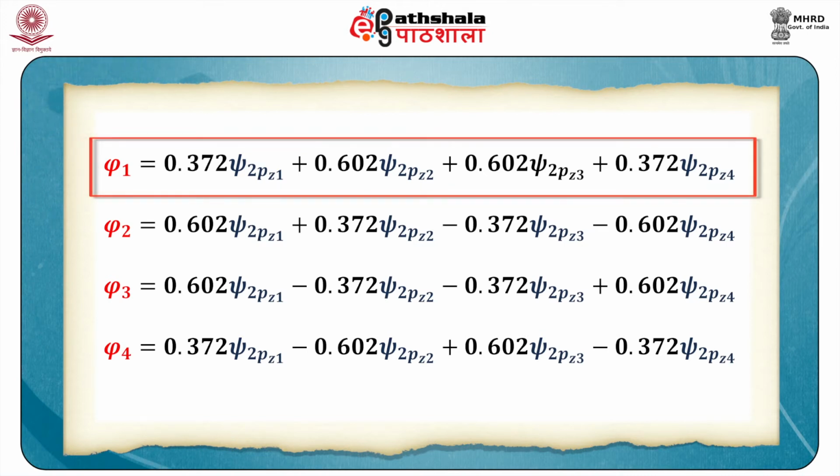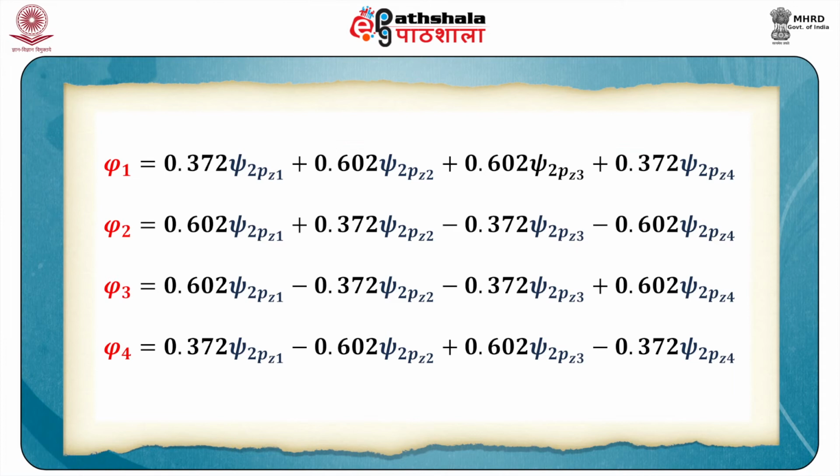Phi1 will be equal to 0.372 psi 2pz1 plus 0.602 psi 2pz2 plus 0.602 psi 2pz3 plus 0.372 psi 2pz4. So this represents the wave function of the molecular orbital, which is the bonding molecular orbital, and whose energy was alpha plus 1.61 beta. So here you can see that all the coefficients are positive.